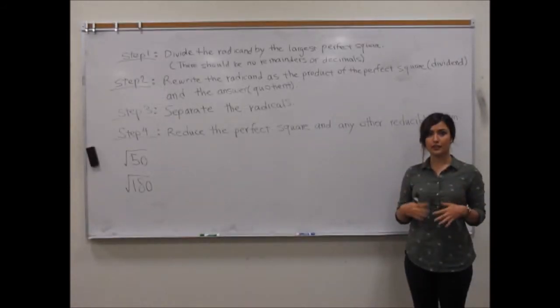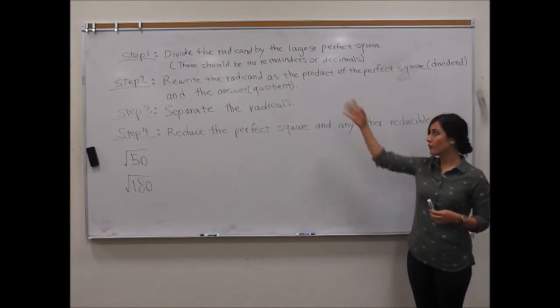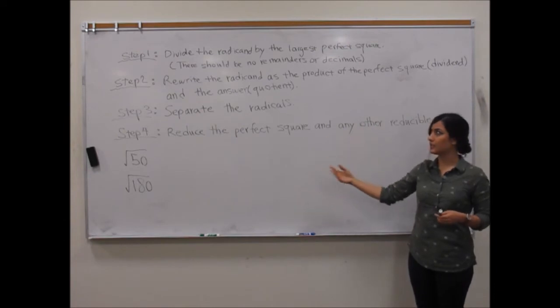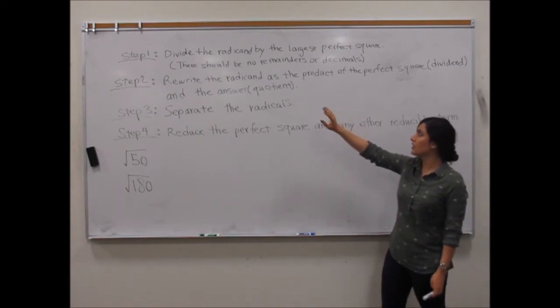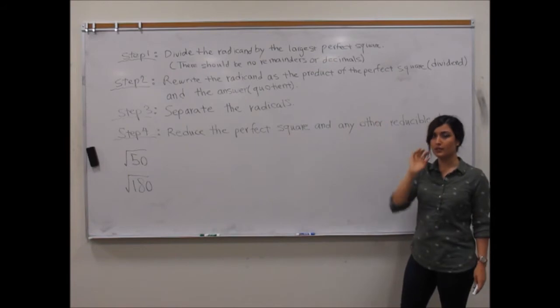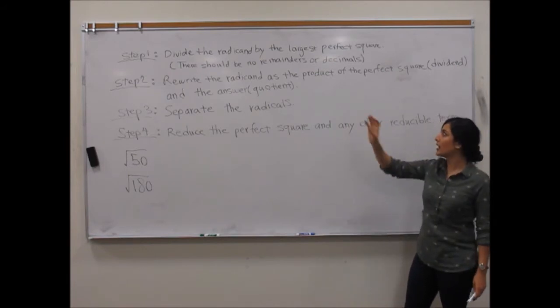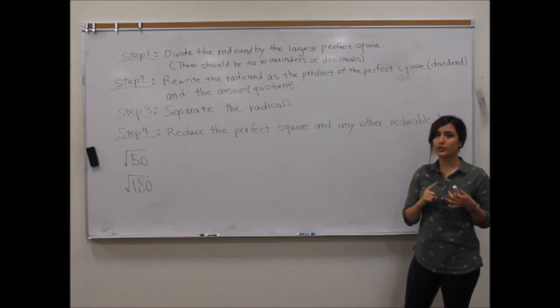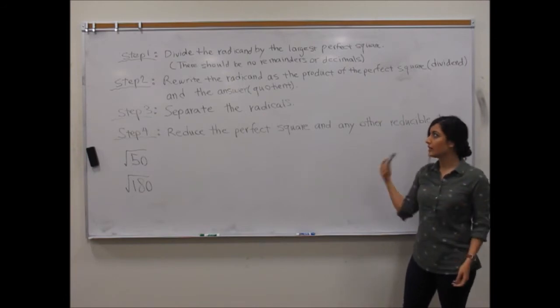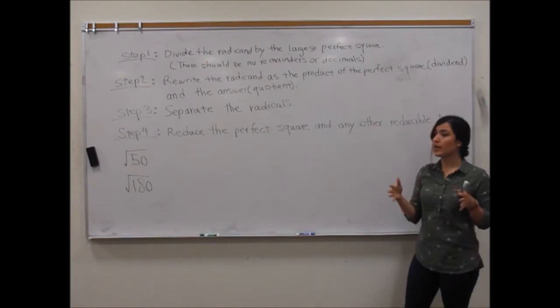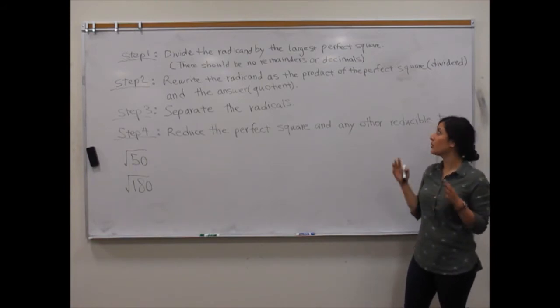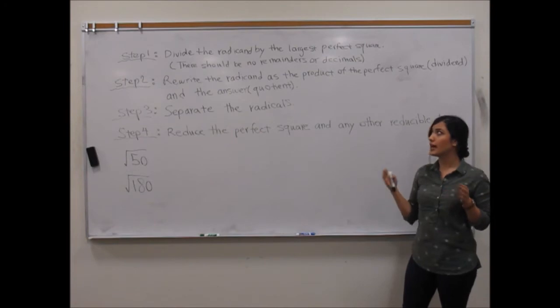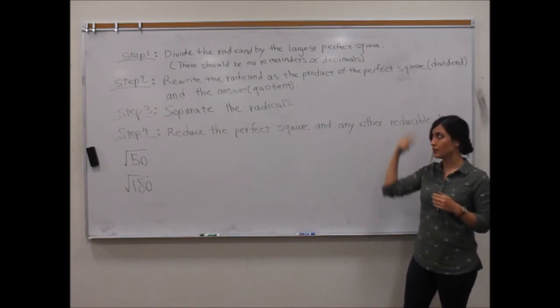To simplify a radical means to rewrite the radical with another expression that has the same value. There are 4 steps that you can follow so that it's easier for you. Step 1, you can divide the radicand, which is the number under the radical sign, by the largest perfect square. And in this division, there should be no remainders or no decimals in your answer. And then in step 2, you can rewrite the radicand as the product of the perfect square and the answer of the division in the first step.